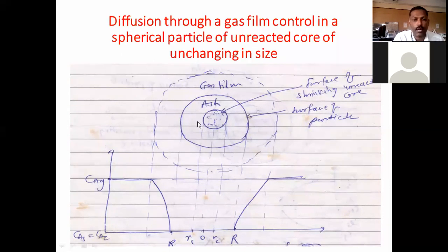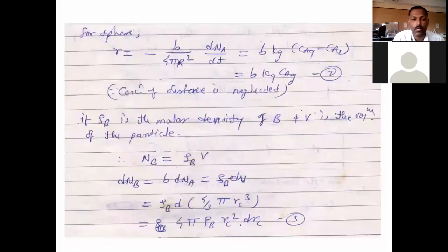Instead of this, suppose we calculate 1 minus X_B. 1 minus X_B is the conversion of unreacted solid, meaning the fraction of unconverted particle. So 1 minus X_B means the volume of unreacted core divided by the volume of the total solid particle. This is a spherical particle, and we know R_c here for the unreacted core, so we can calculate the volume of unreacted core. So calculating 1 minus X_B is easy.